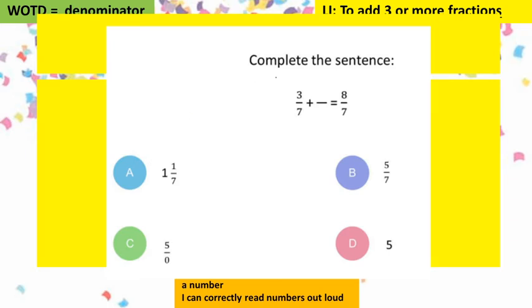Okay, so we have 8/7 here, so we've got an improper fraction because the top is bigger than the bottom. So 3 and what is 8? Remember, the denominators stay the same. That's going to be 7ths. They're all going to be 7ths. So 3 add what is 8? 3 add 5 is 8. So the answer is B, 5/7.